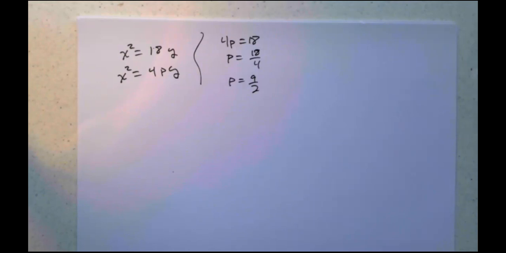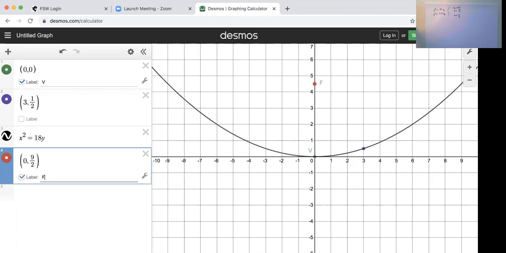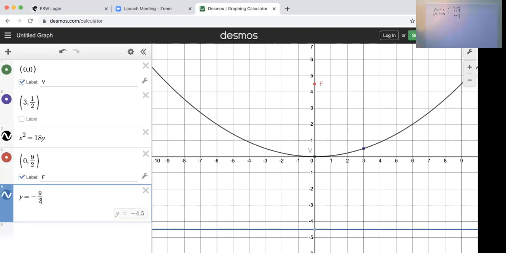So knowing that p is 9/2, where does that put my focus? Remember, the graph has to envelop the focus, right? So 9/2 up. It would be here at (0, 9/2). That would be the focus. And the directrix, remember the vertex is halfway between the focus and the directrix. The directrix would be at y equals -9/2. Right?